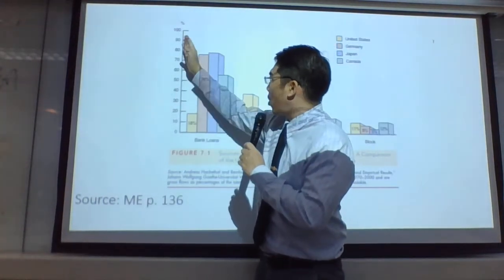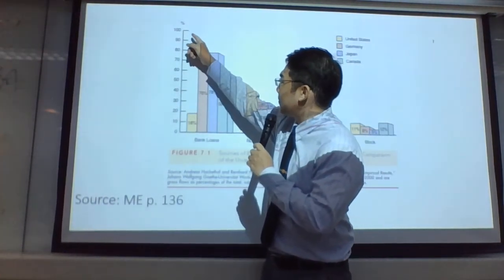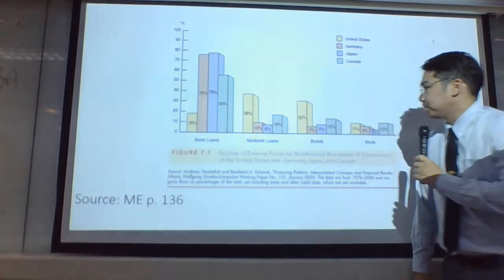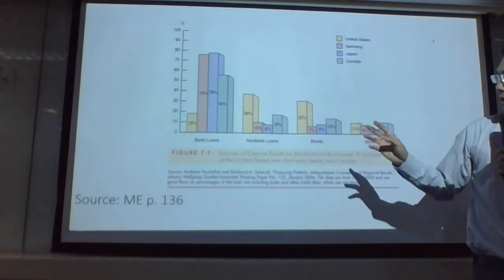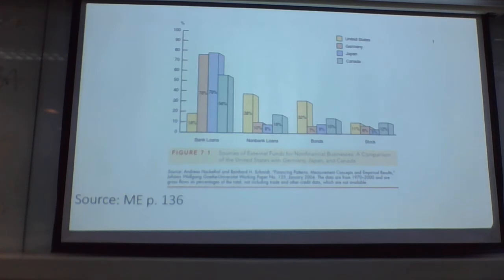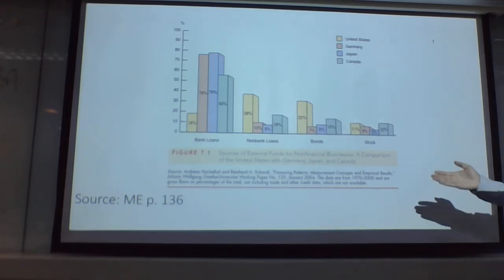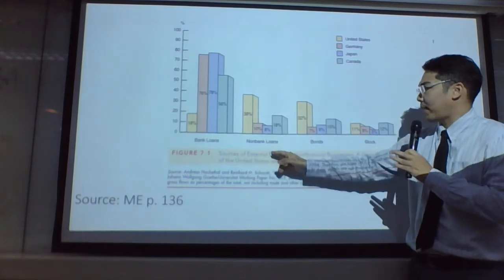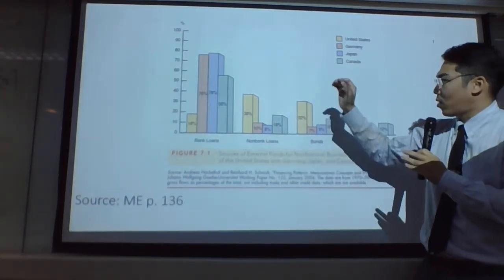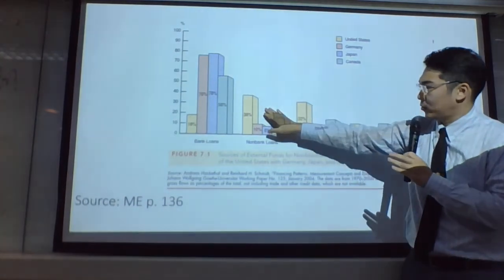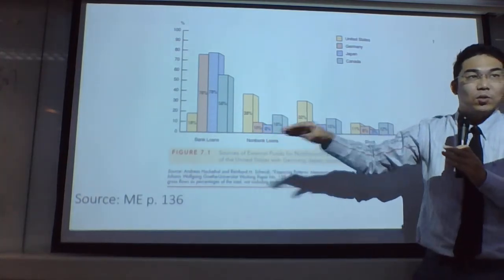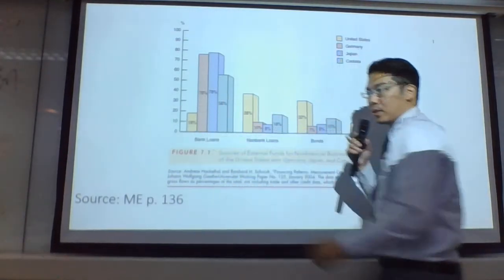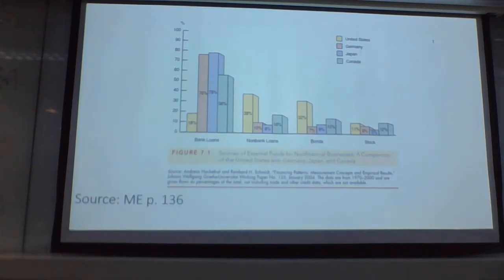The y-axis, or the vertical axis, is the number in percent. And for the horizontal axis, all of these are channels of financing. You see that we have bank loans and non-bank loans. For this one and this one, they are indirect finance. We obtain the funds through the banks, or through the financial institutions.